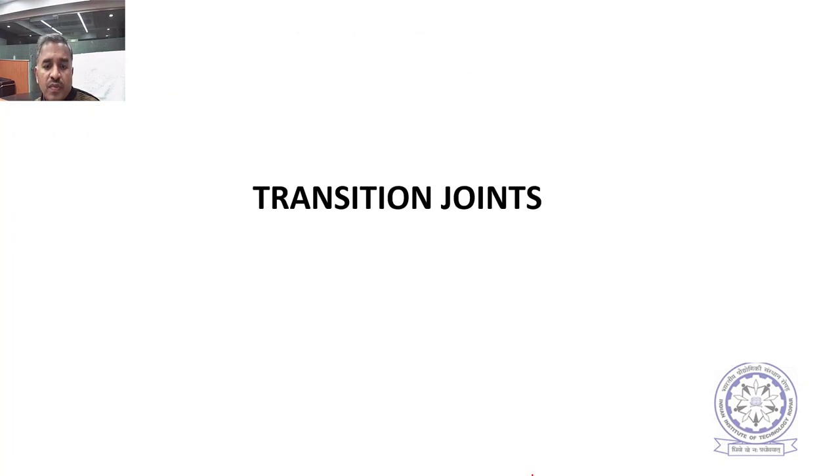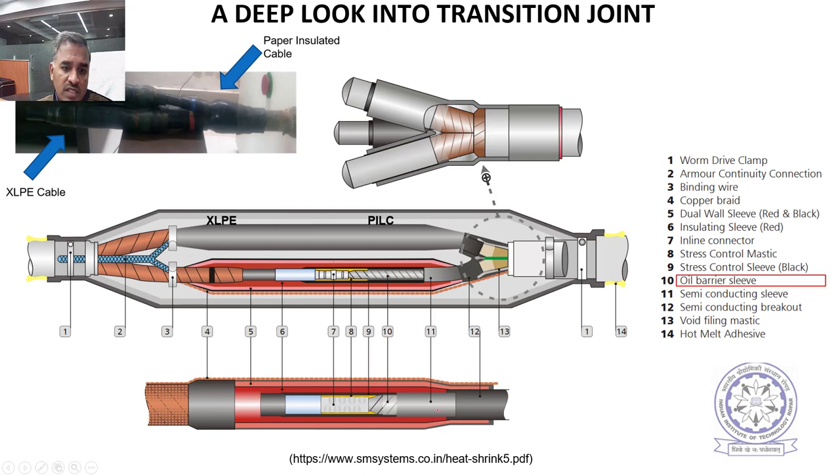And the last one is transition joints. Transition joints, as already explained, will join XLPE and PILC typically. So they join two different kinds of cables. So this is how the joint body will look like. So here different methods are to be followed.